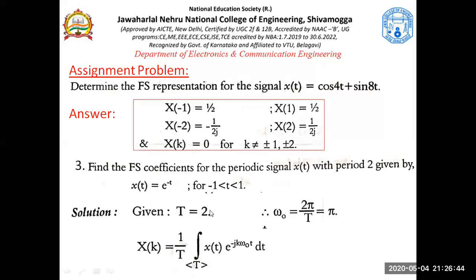How does that look? It looks like this. Why is it minus 1 to 1? It is given. See here, this x of t is e power minus t from minus 1 to 1. That's why this. Now there are two exponentials in this. You have one complex exponential which was there in the analysis equation, and this is the given exponential.